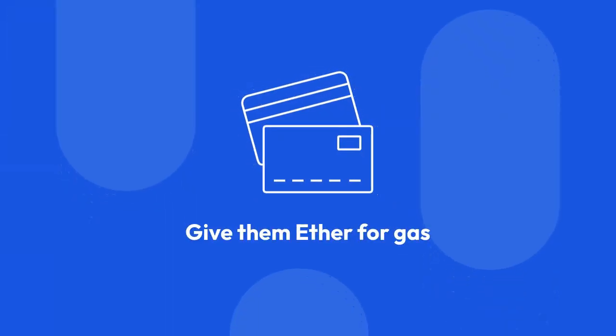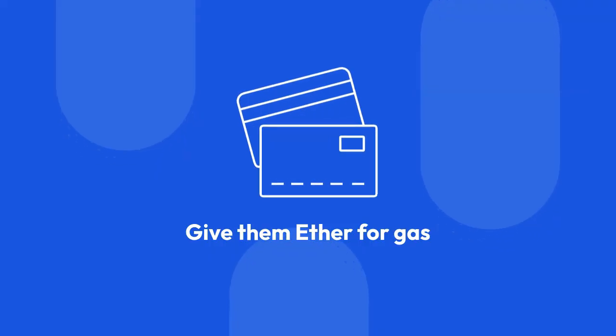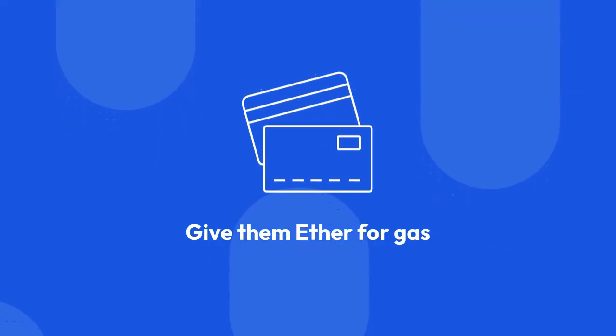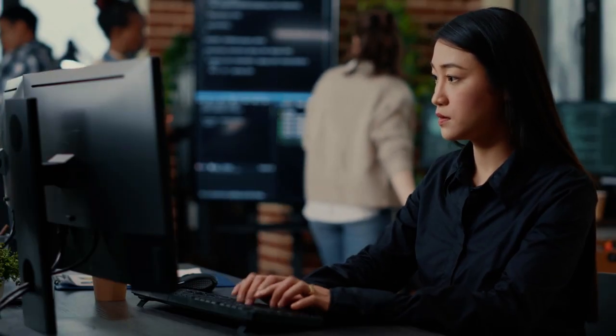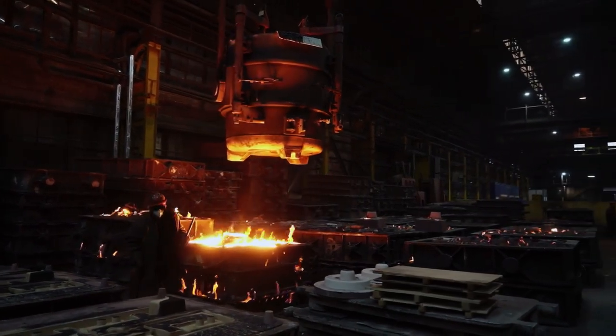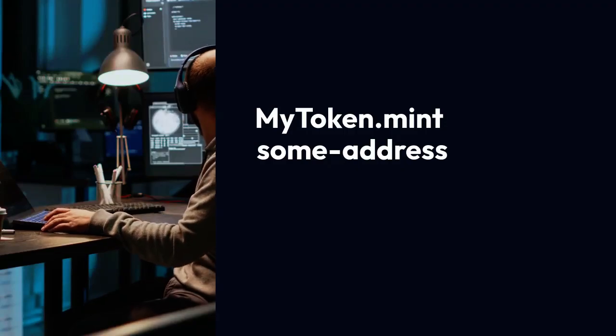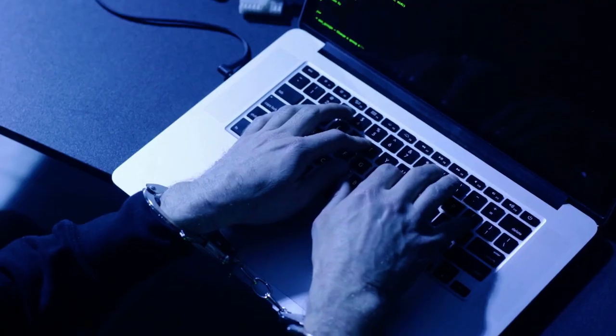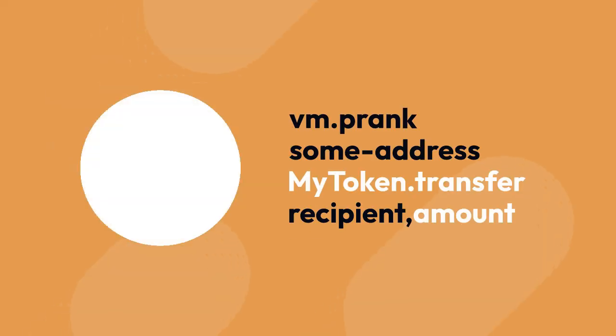First, vm.deal(someAddress, someEtherAmount) to give them Ether for gas, and then ensure they have tokens. If your token has a mint function, call myToken.mint(someAddress, tokenAmount). Then, use vm.prank(someAddress); myToken.transfer(recipient, tokenAmount). This sequence ensures someAddress has tokens and is the actual sender.